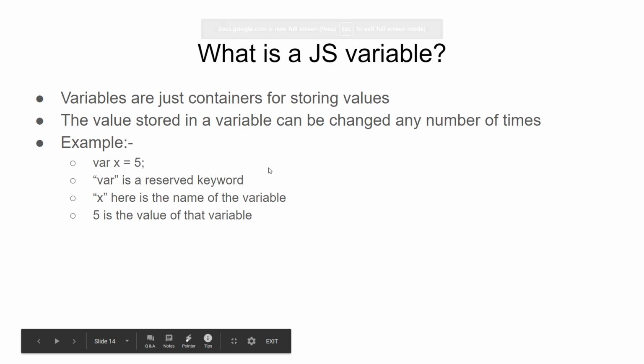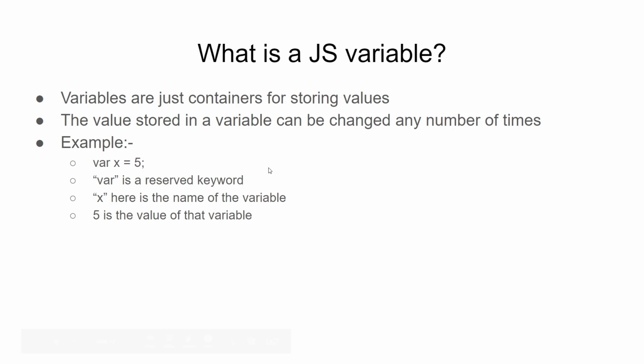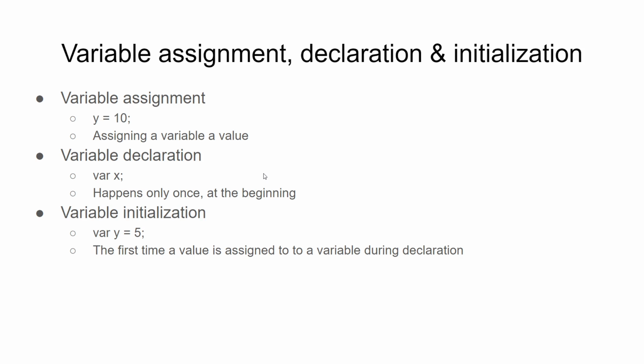Before we go, let's have a quick recap of what we learned in this video. We looked at what variables are, and we looked at how they are declared and assigned, and we looked at the different things that can be done with a variable. You can assign a variable a value, you can declare the variable, which usually happens before assignment, and we can also declare the variable and assign it in the same statement.